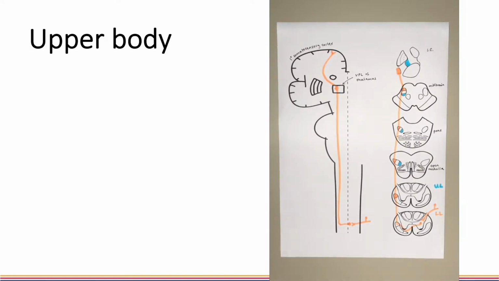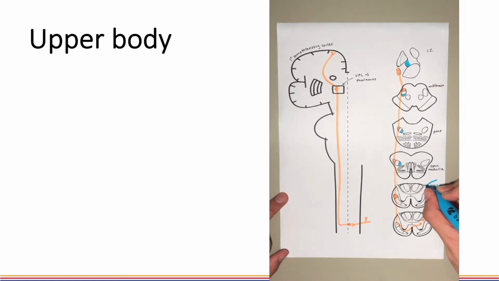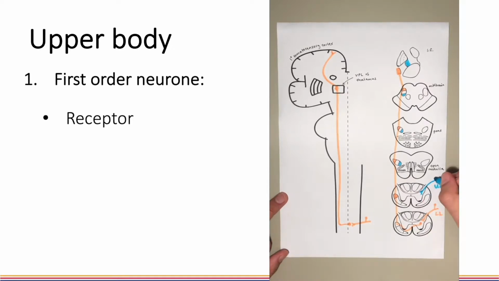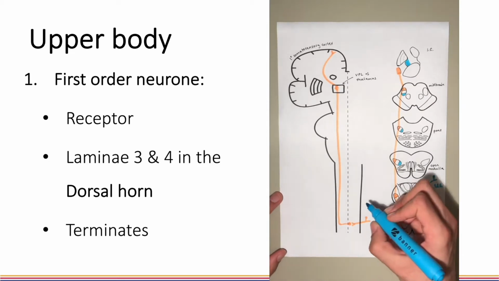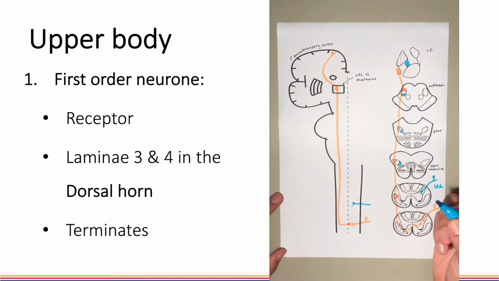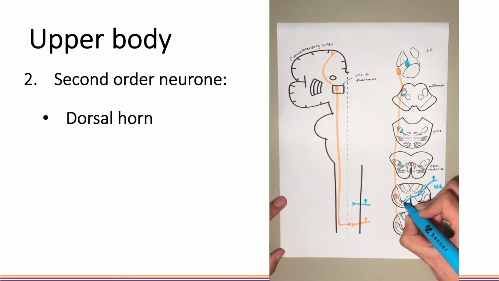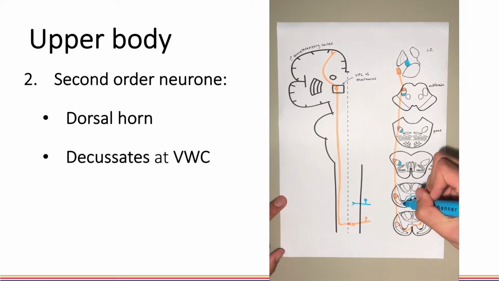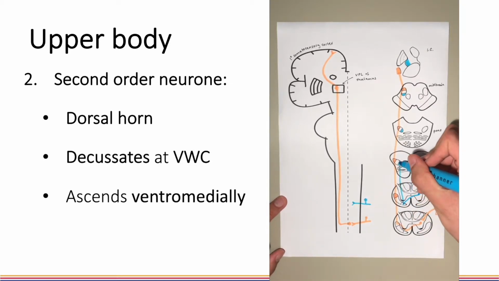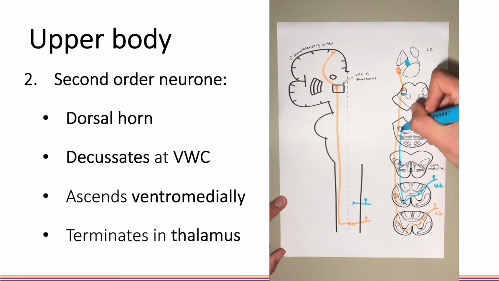Next, we'll look at the upper body, which is essentially the same as the lower body, but is carried up to the thalamus more ventromedially within the cord. Again, the first order neuron runs from the sensory receptor to the dorsal horn, where it synapses with the second order neuron, which crosses at the ventral white commissure and ascends up through the cord and brainstem to the thalamus.